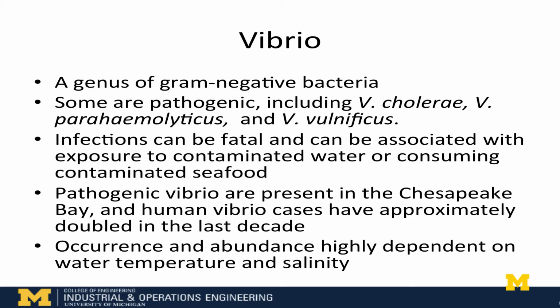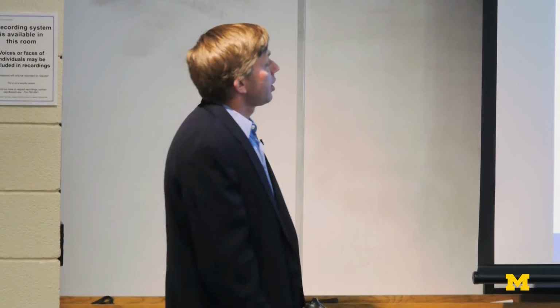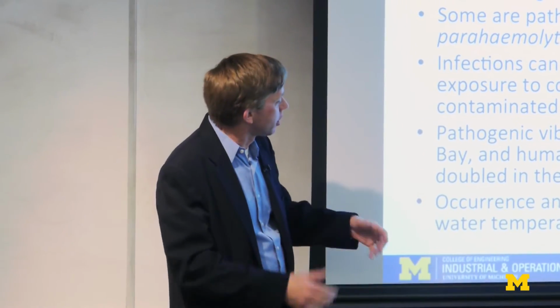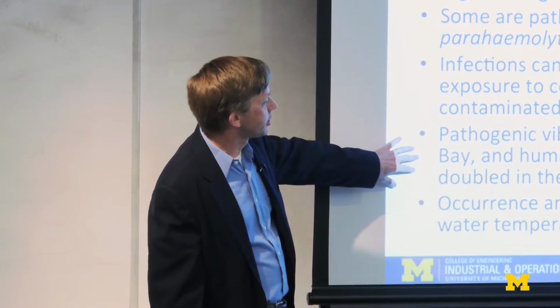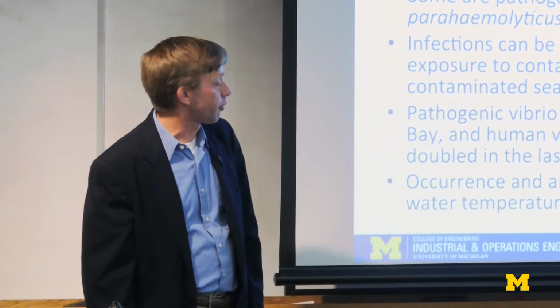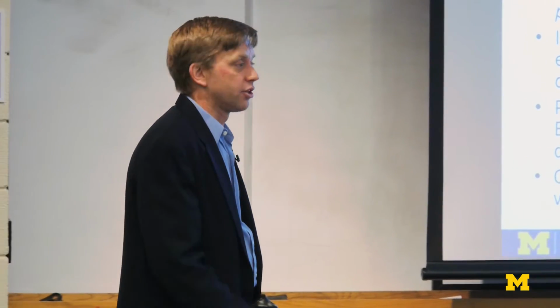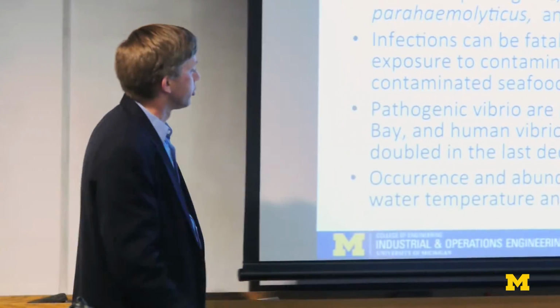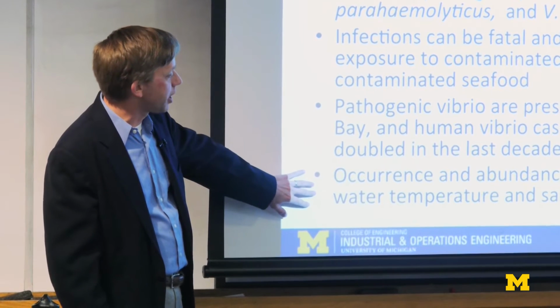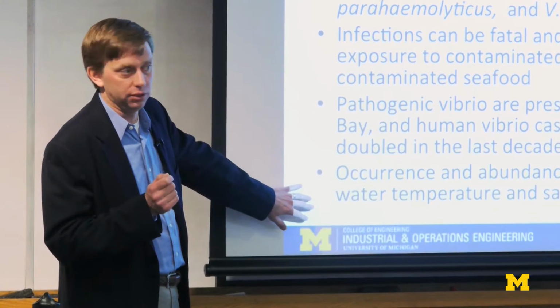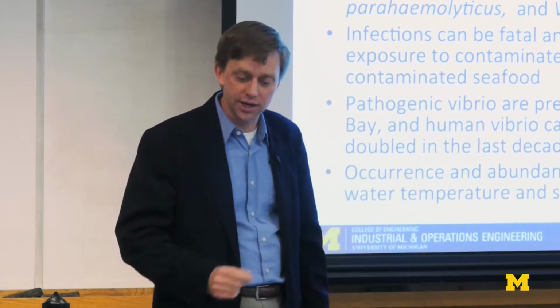Vibrios are gram-negative bacteria, and some of them are pathogenic, including the organism that causes cholera, which has been detected in the Chesapeake Bay. We're going to focus more on, for shorthand, parahaemolyticus and vulnificus, which are also pathogenic, and also in the Chesapeake Bay. The infections can be fatal, and there have been a number of deaths. They are present in the Chesapeake Bay, and the human Vibrio cases have approximately doubled in the last decade. And there are pretty regular beach closures for not just Vibrios, but other things too. Their occurrence and abundance is highly dependent on water temperature and salinity. If you know water temperature and salinity, you have a pretty good idea what the growth rate of these things is.